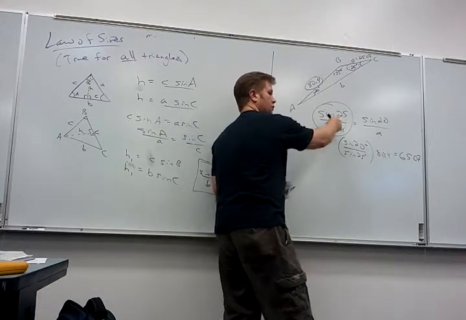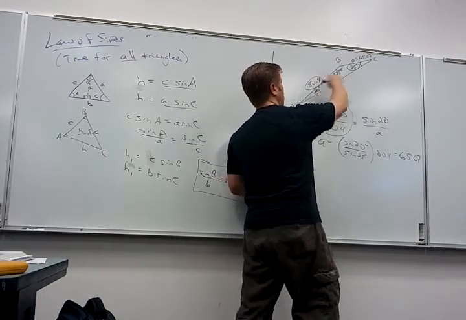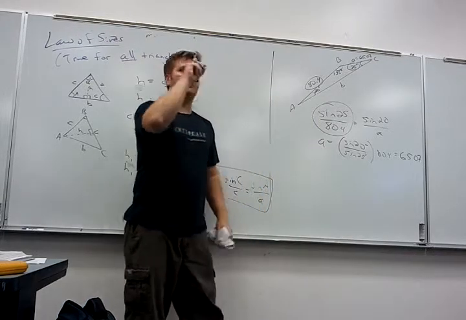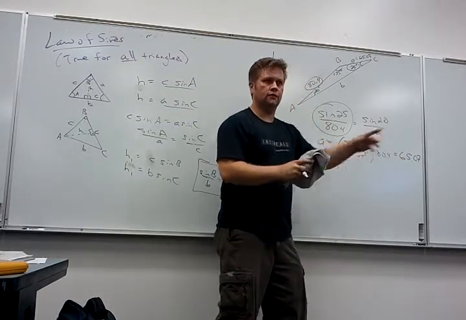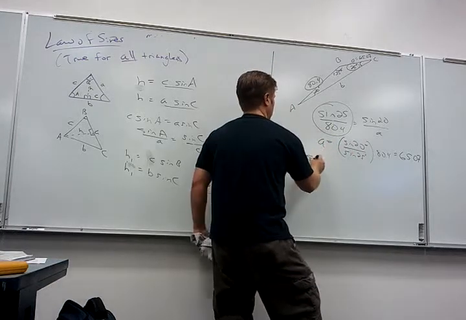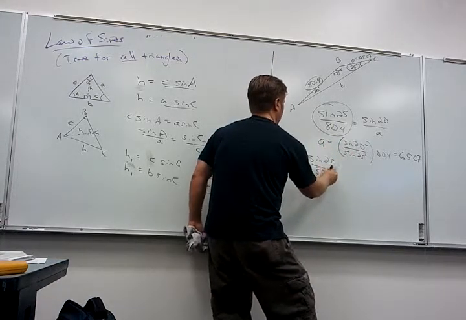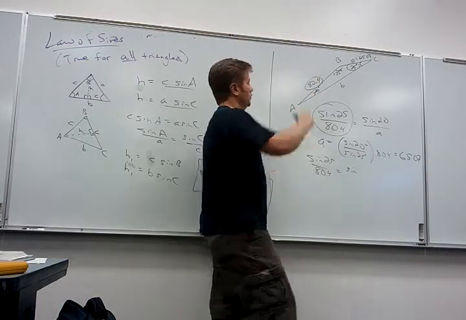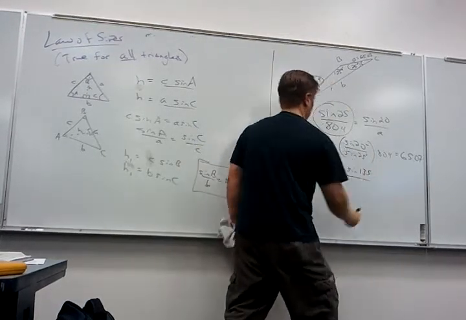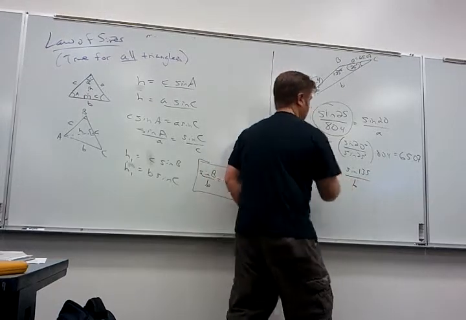I'm going to use that ratio again, because that's the ratio that they gave me. So I know that one's right. I might have made a mistake here, so I'm not going to use that unless I have to, just in case. So sine 25 over 80.4 equals sine of what? 135. 135 over B. And then they can solve for B.